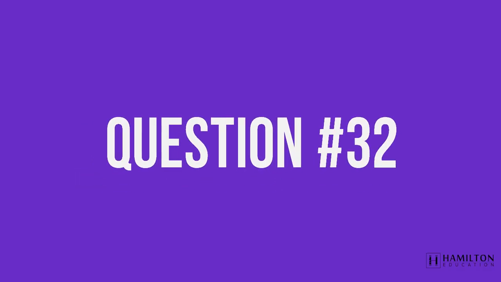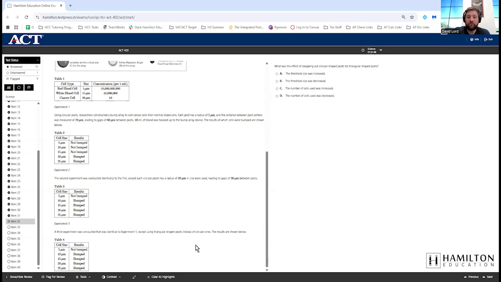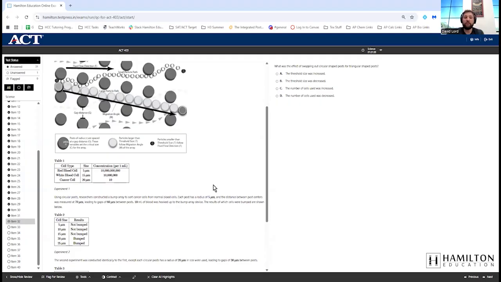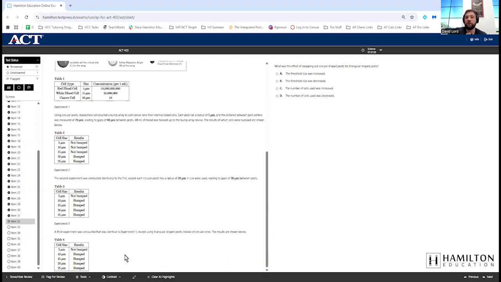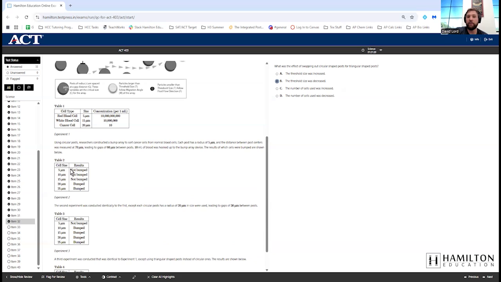What was the effect of swapping out circular-shaped posts for triangle-shaped posts? So experiment 3 was the same as experiment 1, but they did triangles instead of circulars. And what we noticed is it has the same results as experiment 2, which had bigger radii. So what I imagine is that the triangle had weird shapes or made it seem kind of bigger, which also reduced the threshold. So not the threshold size was increased, but the threshold size was decreased. So that way it caused the cells had to be smaller for it to not get bumped.